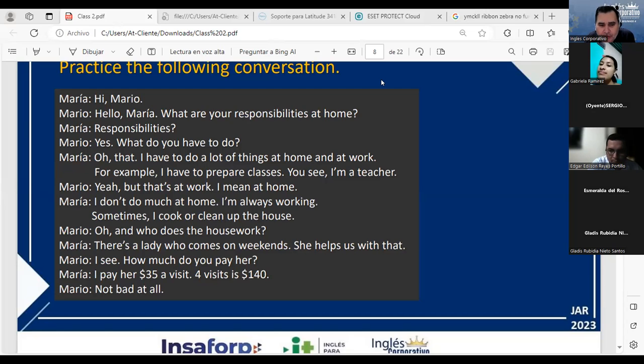It would be nice if you could join this part. Of course, it's not obligatory. It's only something that you can do. Here, this one, you connect it and you say, "at all." Not bad at all. Like here.